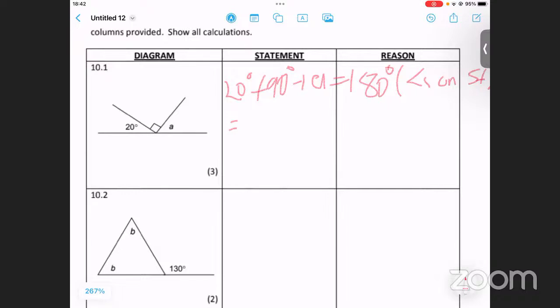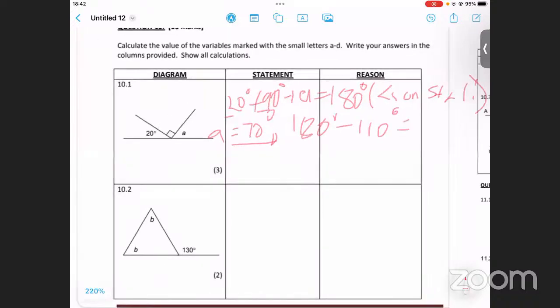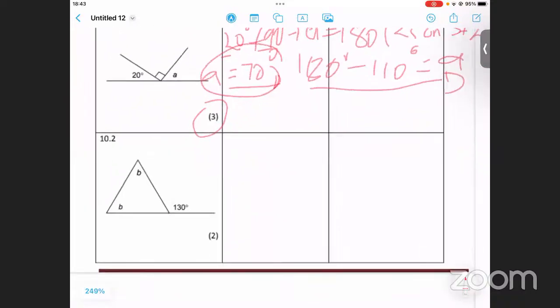70 degrees, ma'am. Is it 70? Yes, ma'am. Okay, cool. That means our A is equal to 70 degrees. You can include another step, say 180 degrees minus 20 plus this, which is 110, is equal to A. Before you get there, you can show the step. Because it's 3 marks, just assume it's going to be 1, 2, and 3, so you must show all the steps.